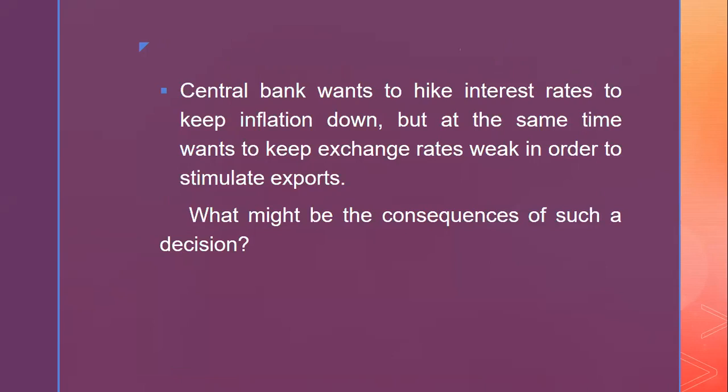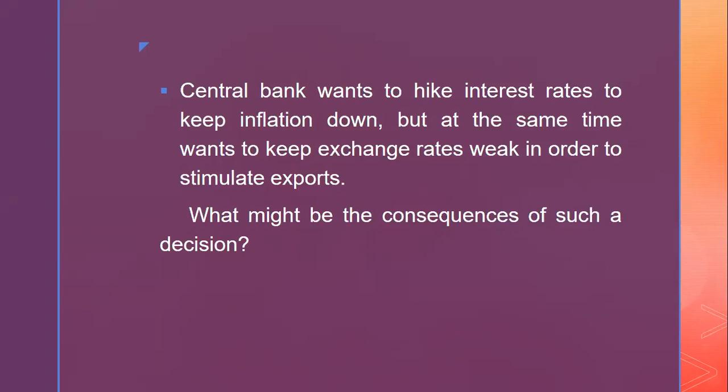The central bank wants to hike the interest rate to keep inflation down. That means they want to increase the interest rate to keep the inflation down. So how can that happen? When the interest rate is higher, the price is lower. How can that happen?